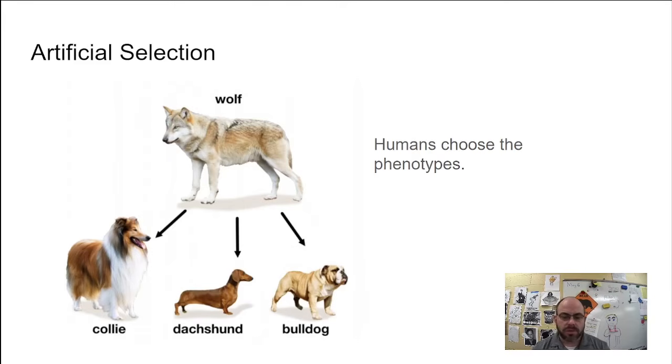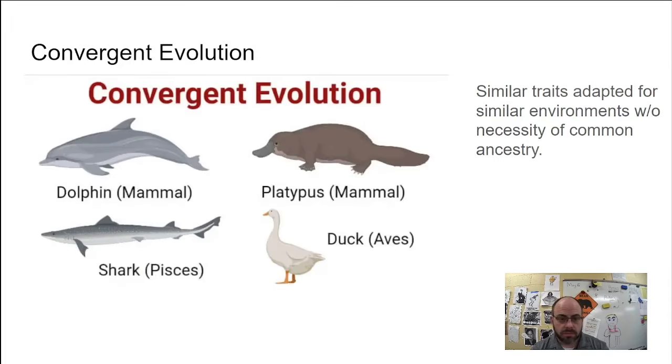Nature is not going to choose Dachshund. Dachshund doesn't live in nature. Wolf does, right? Bulldog doesn't either. Collie, not really fit for nature. But we do because we have houses and couches and dog food bowls and that sort of thing, right? So artificial selection is where we are choosing the phenotype, but it's still acting on phenotype. Still the same concept, except it's artificial, meaning we have chosen it versus nature.